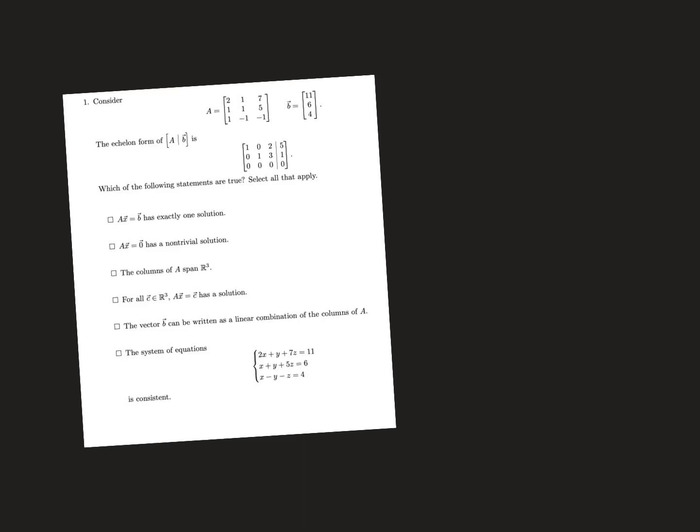Let's talk about this question here. We're given this matrix A and vector B, and then we're also given the reduced echelon form of A with B augmented on it. We can think about this as they took that matrix A, augmented on the column B, and then went ahead and row reduced that.